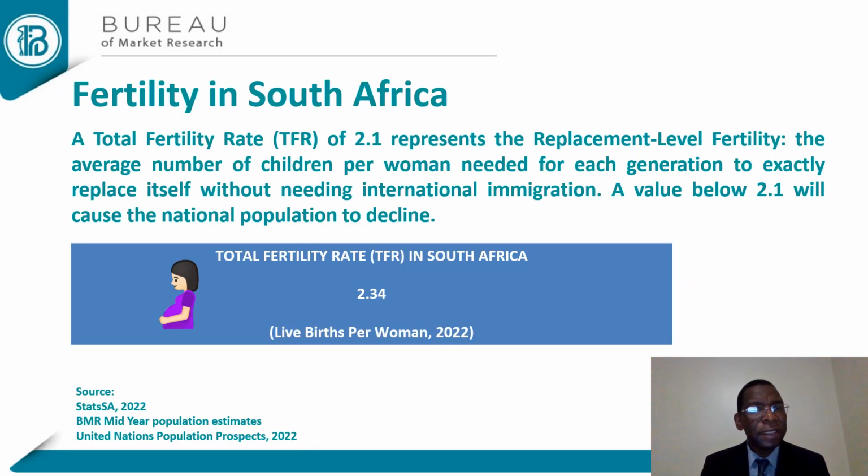We now look at fertility as a component of population change. We see that the total fertility rate in South Africa is 2.34 children per woman. This total fertility rate is above the replacement level fertility. Replacement level fertility is the fertility level that is needed for each generation to exactly replace itself without needing international immigration. A value of below 2.1 will cause the national population to decline.